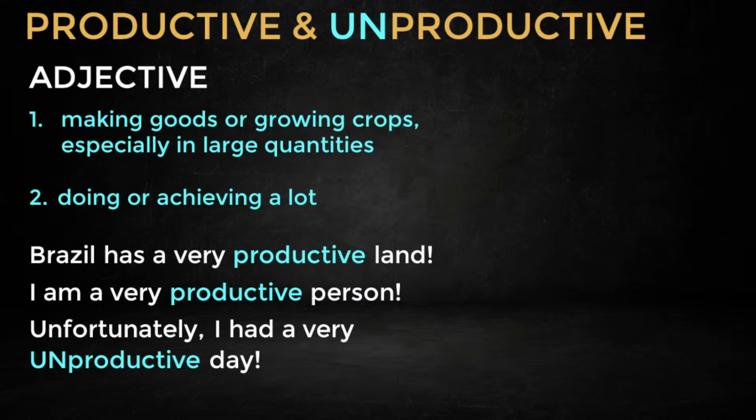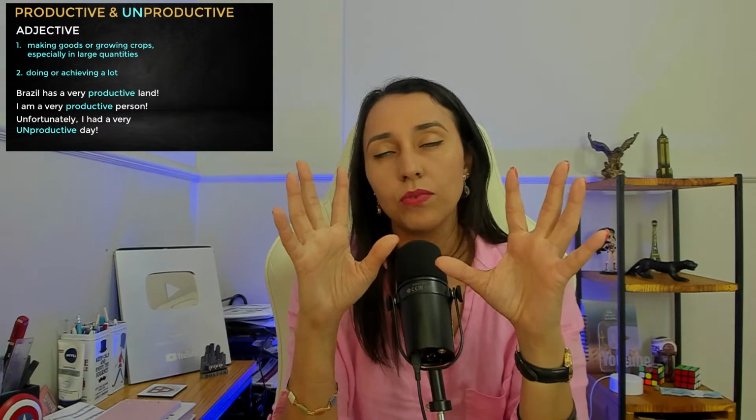Or the second example, which is the most popular one, doing or achieving a lot. So this is the most common one. Brazil, no, not Brazil. I'm going to talk about myself. I am very productive in the morning. This is true, okay? I am a very productive person in the morning, okay? This is me. I'm very productive. So this is example number two. I do a lot. I achieve a lot in the morning. I produce a lot in the morning.